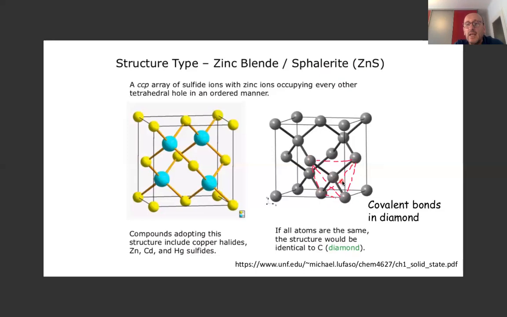All the atoms in this particular solid have the same structure. You can always draw, for each atom in this model, a tetrahedron like that.